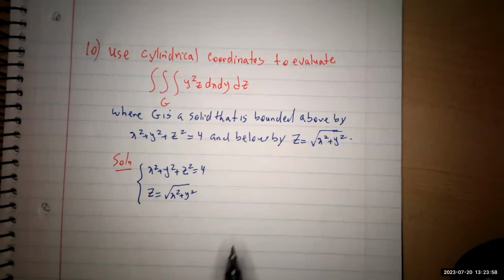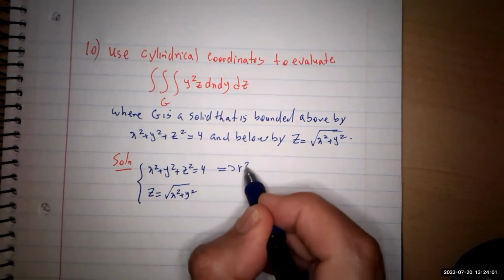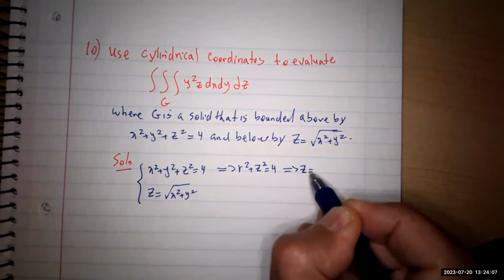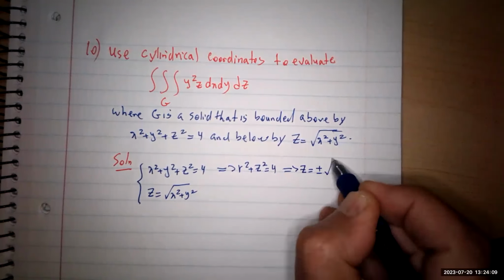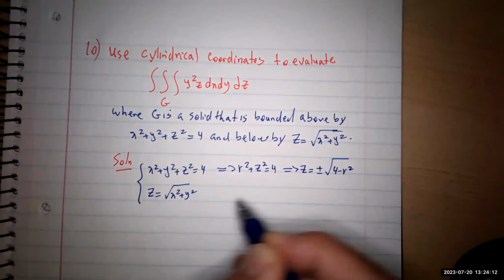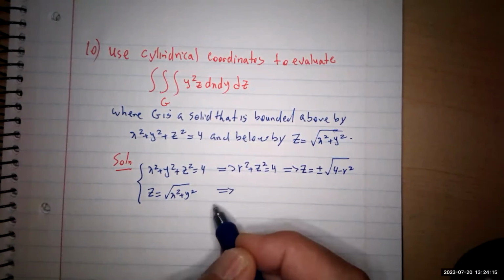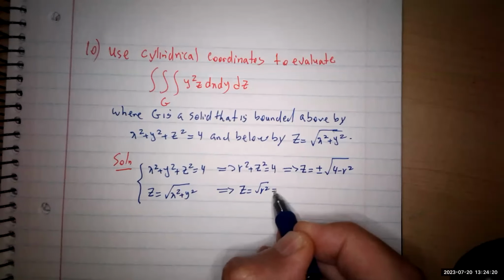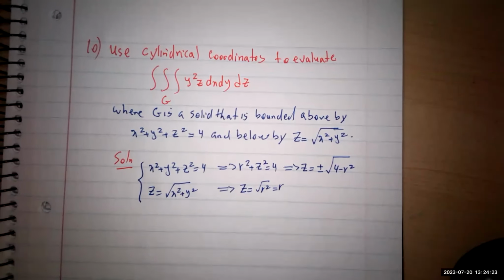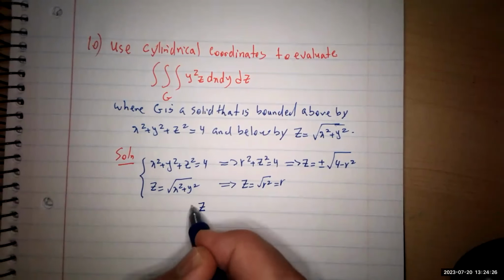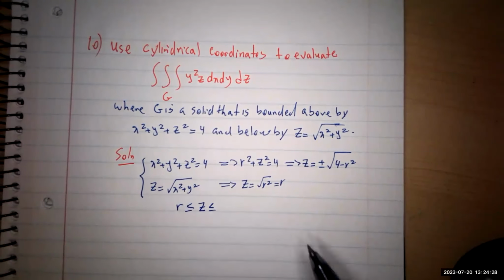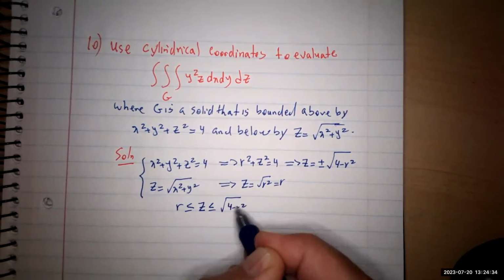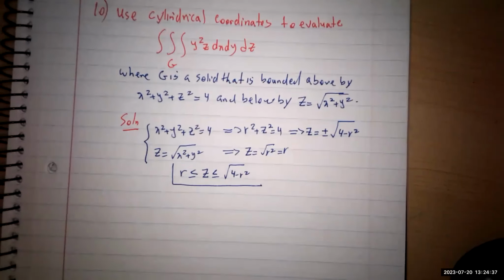So the way we do it, the first one is just r squared plus z squared equal to 4. That gives you z equal to positive or negative square root of 4 minus r squared. The second one is easy, because it would be simply the square root of r squared, which is equal to r. So the restriction for z would be just between r and the square root of 4 minus r squared. So it's no problem.